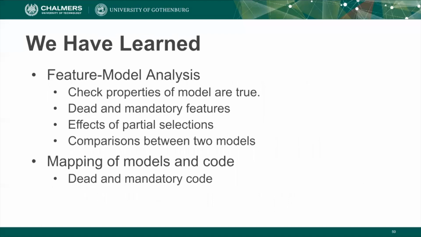We could see if certain properties in the model were true. We could look for dead and mandatory features. We can look at the propagating effects of partial selections, and we can compare different models. We can also look at the mapping between models and code to do things like detect dead and mandatory code and all sorts of other things. But this gives you a taste of the types of analyses that can be performed.